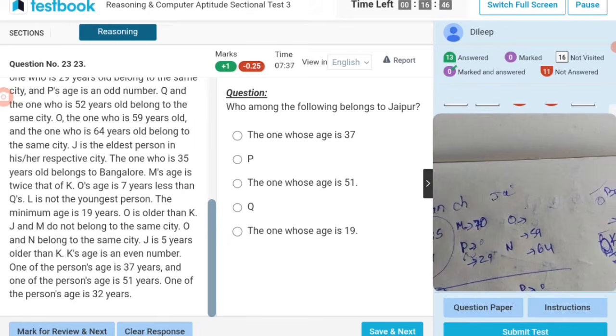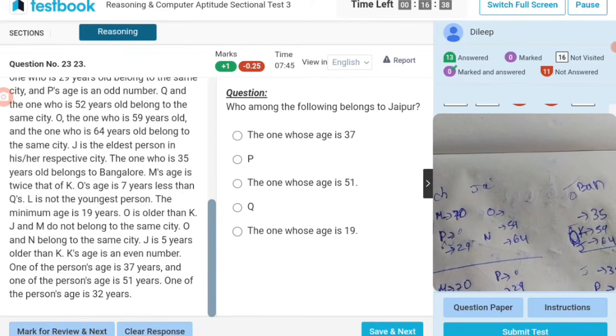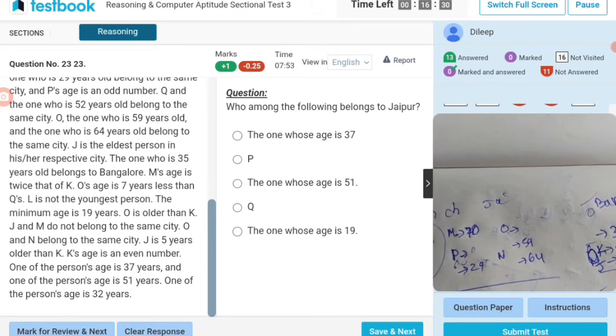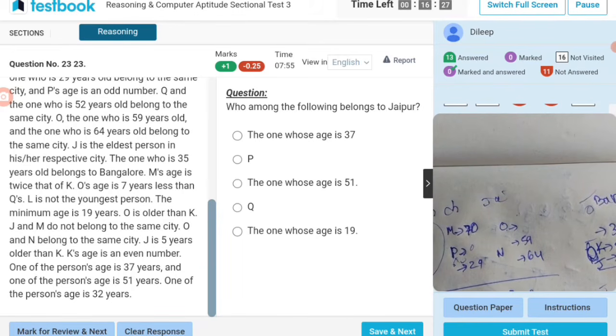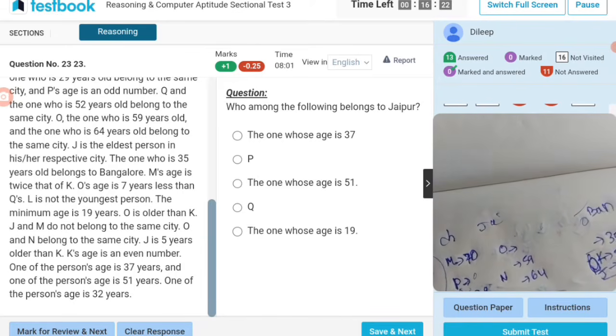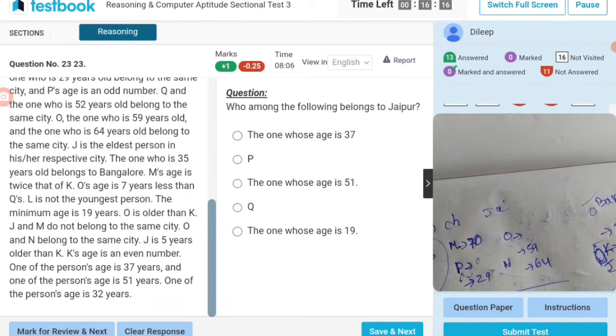K is even number. So K is even number and one of the person's age is 37 and 51 and 32. O and N belong to the same city. J is 5 years older than K.